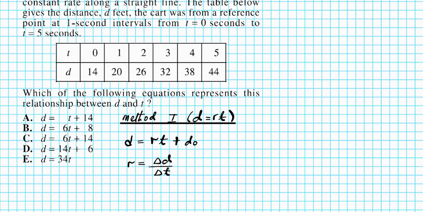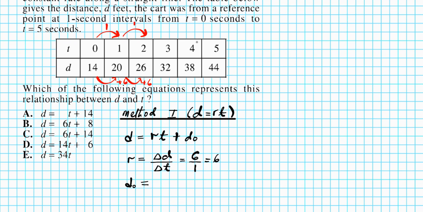So to compute the rate, we just ask ourselves, for every unit change in time, how much did the distance grow? From 0 to 1, we have a 1 second increase in time. From 14 to 20, how much increase is that? That is plus 6. And if you keep going for another 1 second increase, you have another plus 6 increase in distance. So the rate in this case is simply 6.